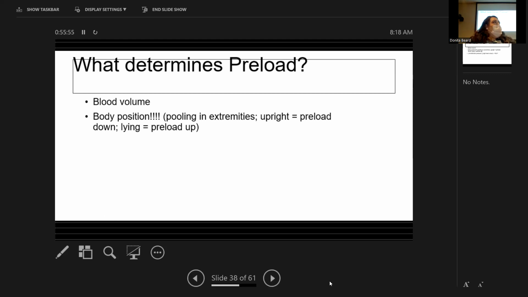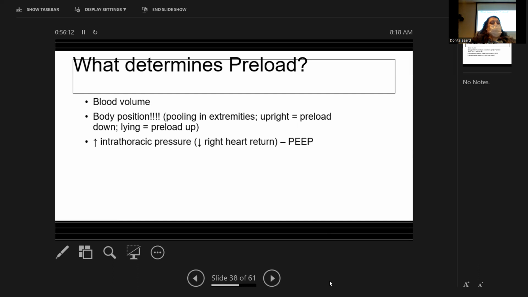That's why patients get a lot of edema in their legs too, because they have a lot of pulling of blood in their feet. And so you can increase their preload back to the heart, basically increase venous return, by lifting their legs up.